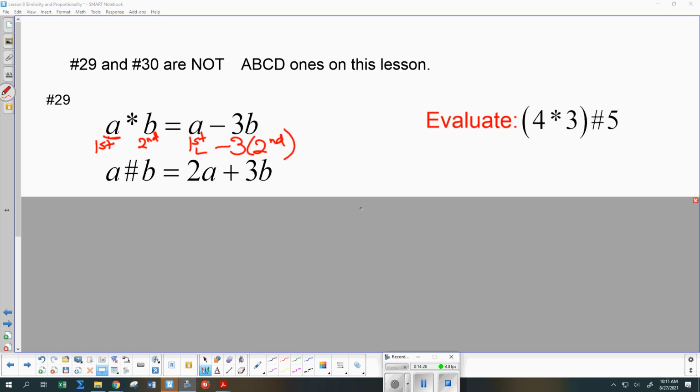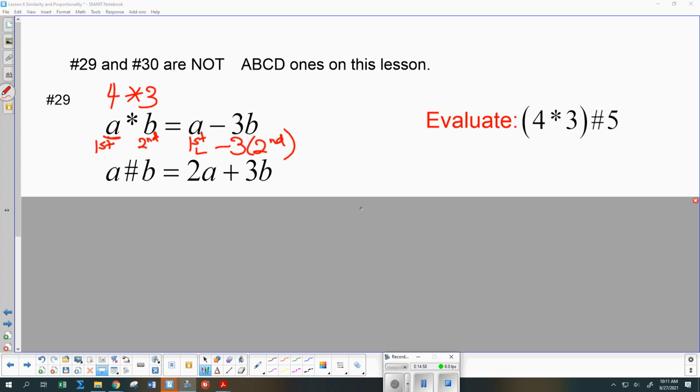So, new definition for this problem 29. Star means whatever's on the left, star whatever's on the right. The formula is, take the first one, whatever was on the left, the A, and subtract 3 times whatever was in the B spot, the second one. We'll worry about pound in a moment. We're going to come over here. 4 star 3 is what we're doing first.